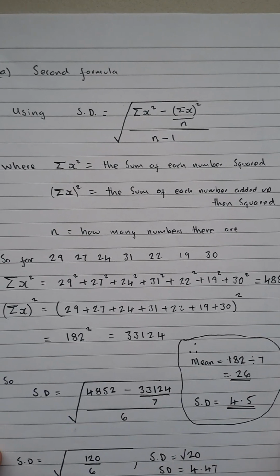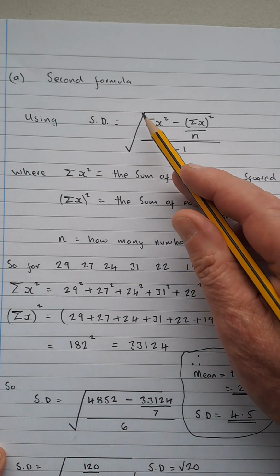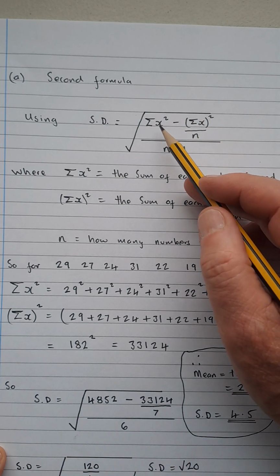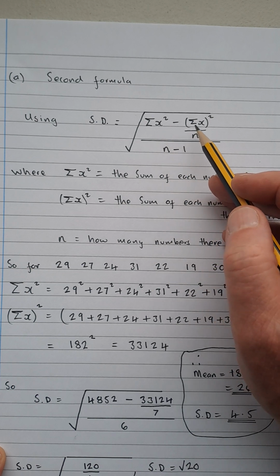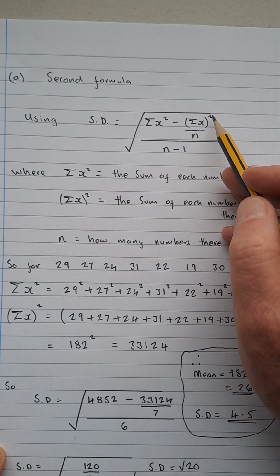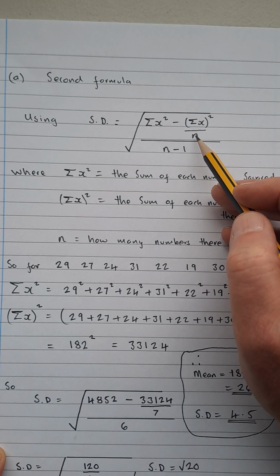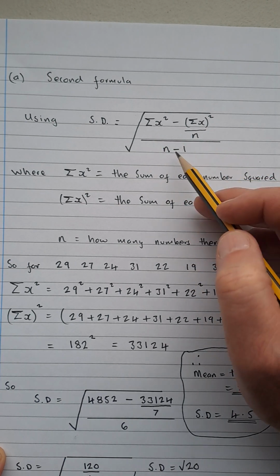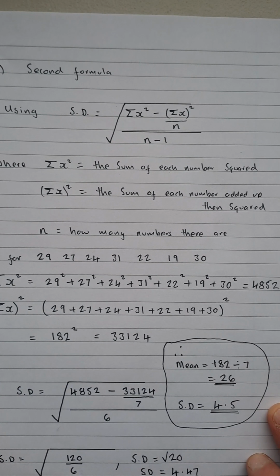Or, as I said, using the second formula, again, straight from the formula sheet, the standard deviation is the square root of, similar to the previous one, the sum of each number in turn squared, plus add up all the numbers and square your final answer, and divide that and that alone by how many numbers there were, then divide your final answer by n take 1. Okay, so there we have it there, and n is how many numbers there are.